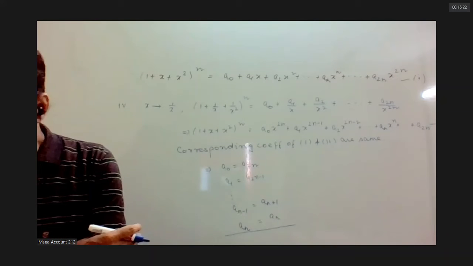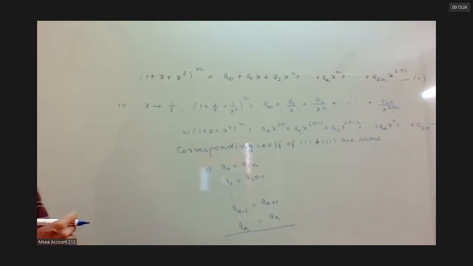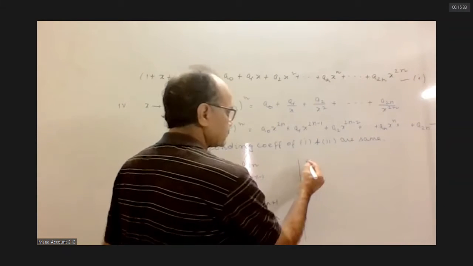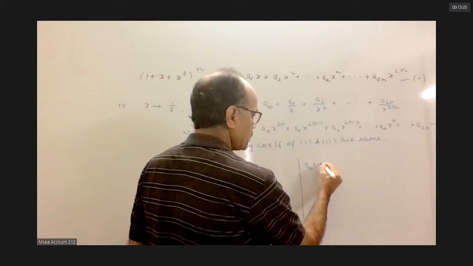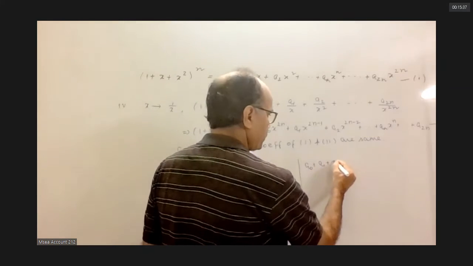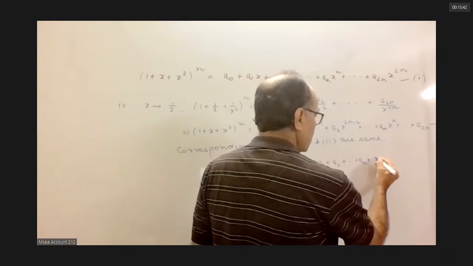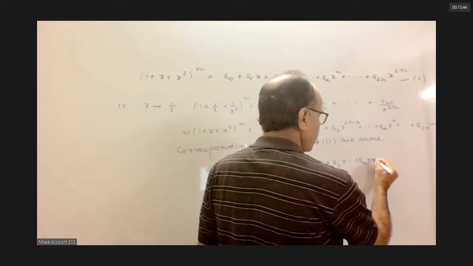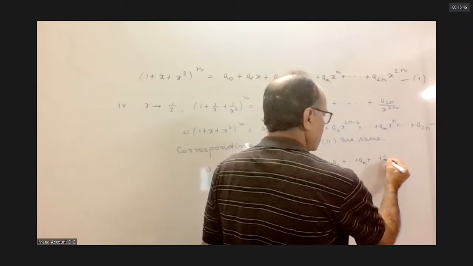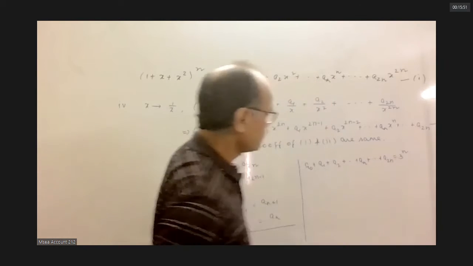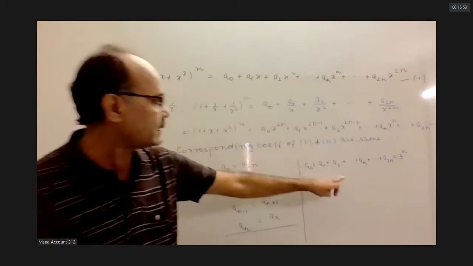Okay, so what we have to prove? a0 plus a1 up to an. Now we know that a0 plus a1 plus a2 up to a2n equals 3 to the power n. Just by putting x equal to 1, we will get it.